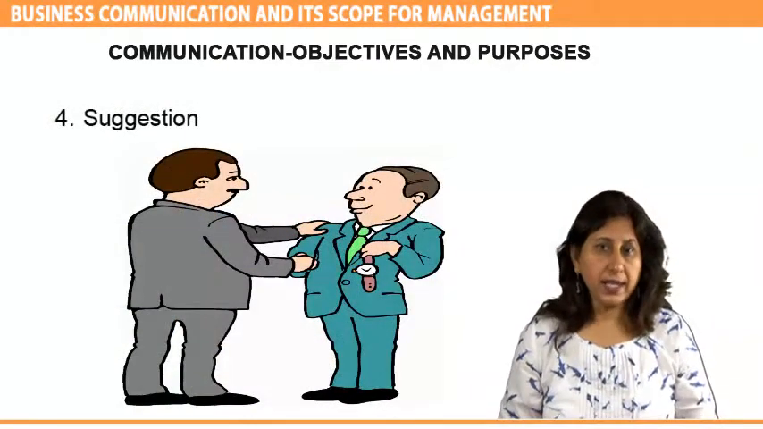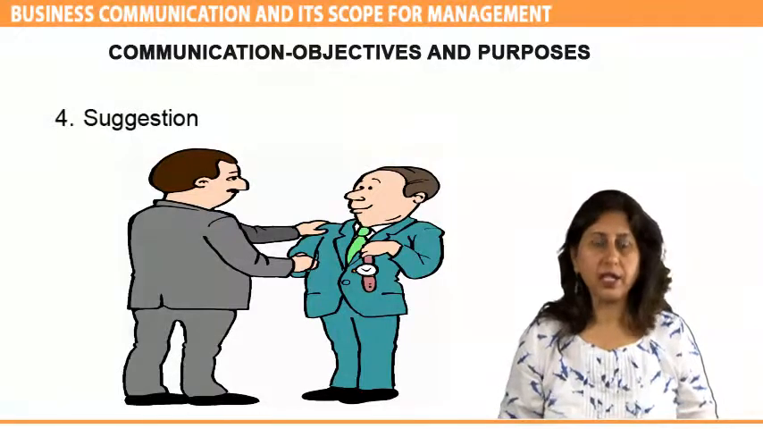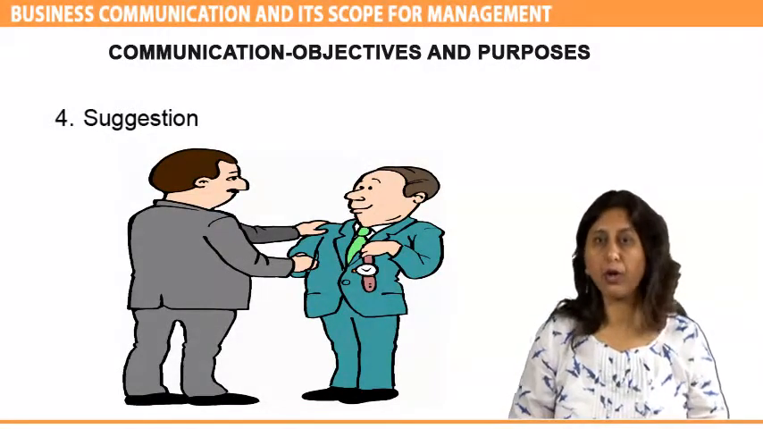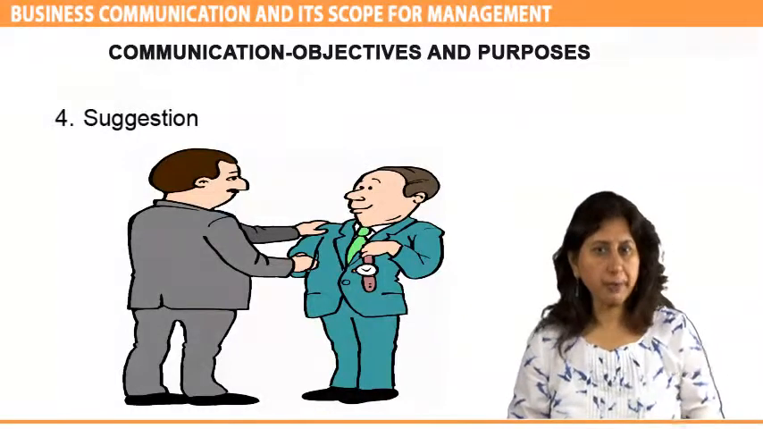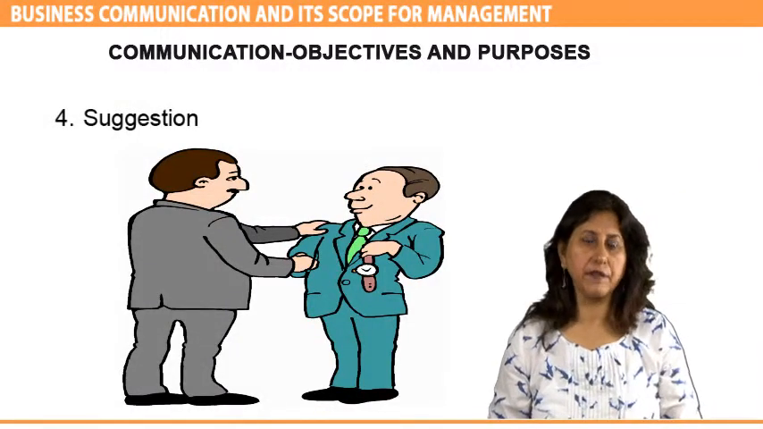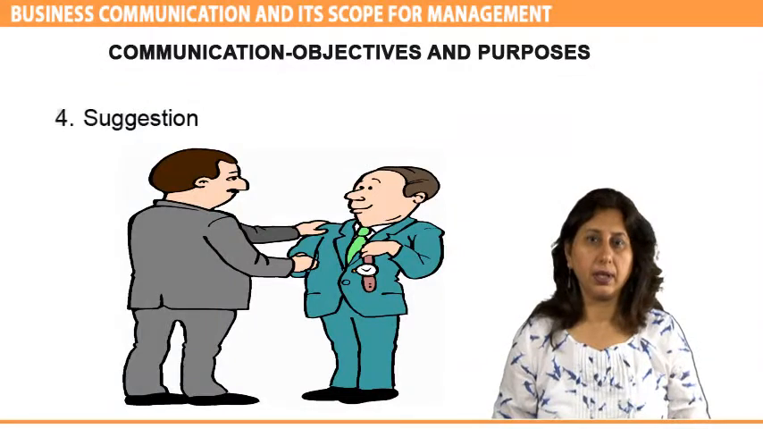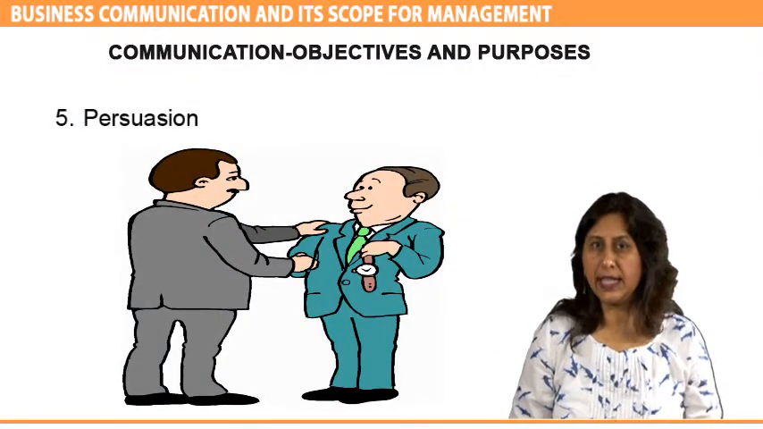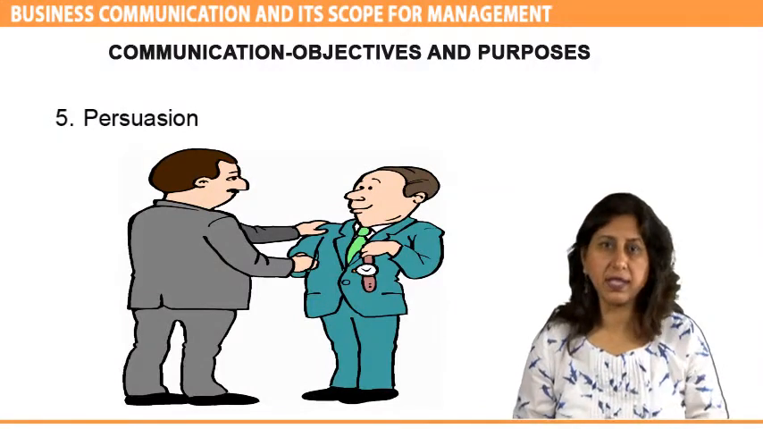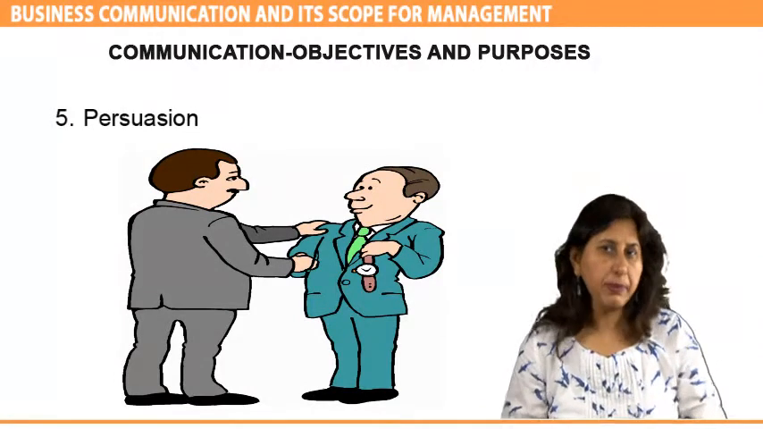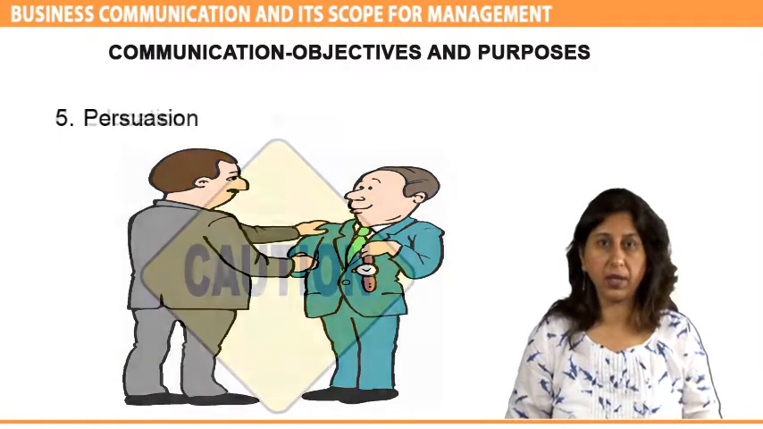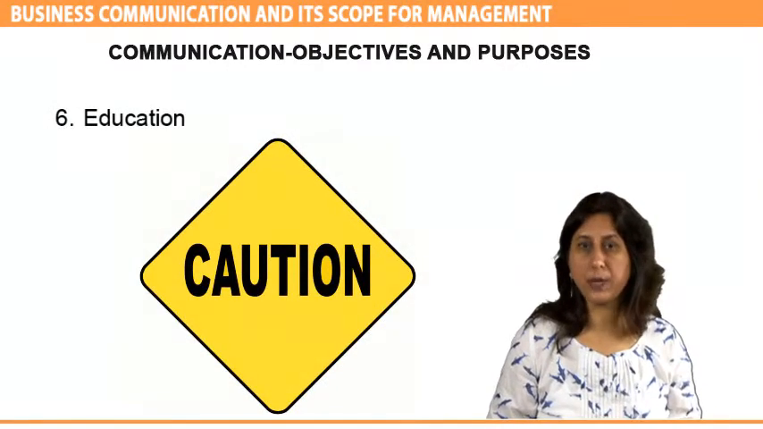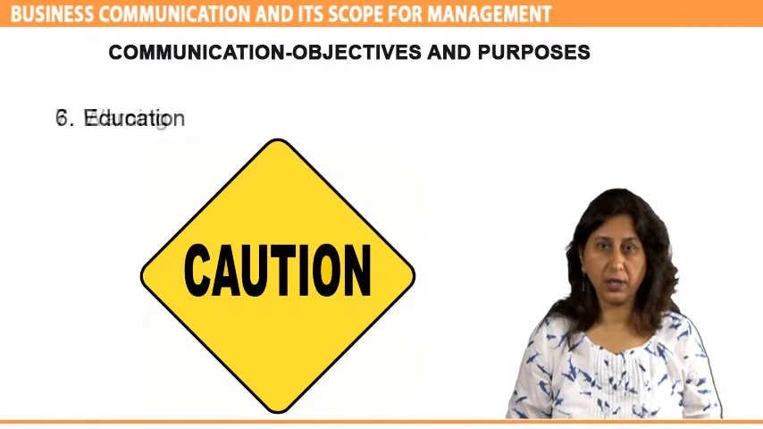Suggestion. Suggestion enjoys great advantage over other means of communication like advice or order. Suggestion is supposed to be a very mild and subtle form of communication. Persuasion. In the office or the factory, the lazy, the incompetent and the disgruntled workers have to be persuaded to do their work. Education. Education is a very conscious process of communication.